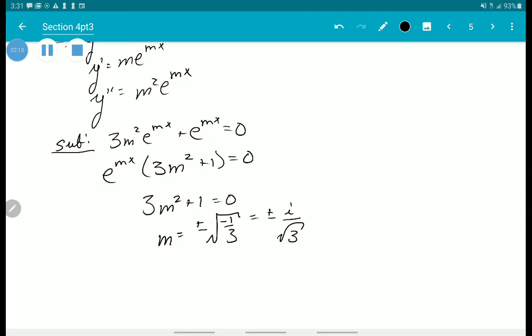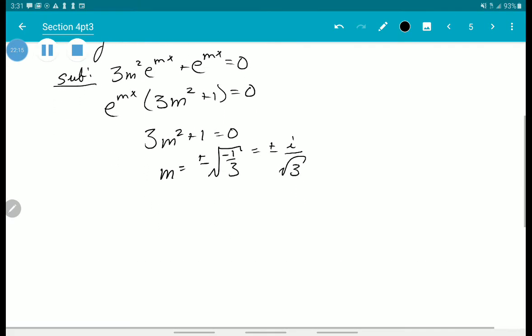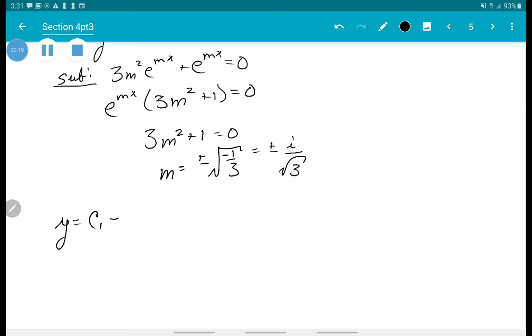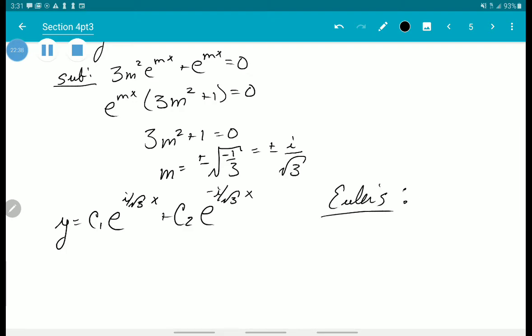They always come in pairs. So then our solution is going to look like this: C1 e to the i over square root of 3 times x plus C2 e to the negative i over square root of 3 times x. So this is where we want to use Euler's, and you always want to simplify as far as you can.